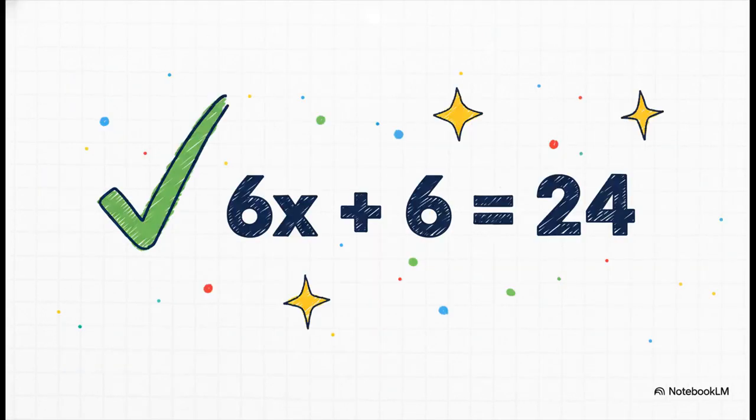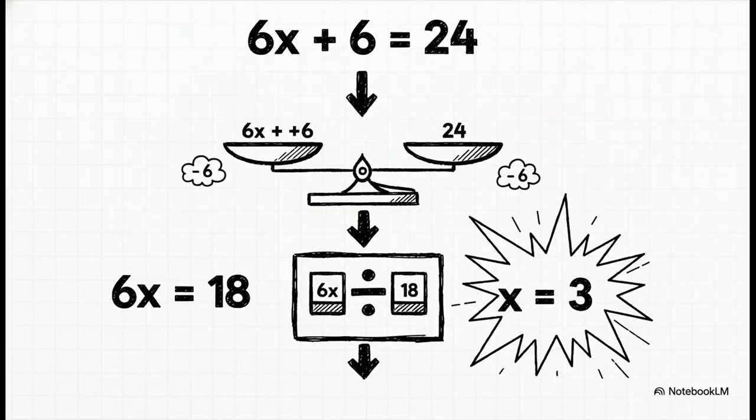And there it is, 6x plus 6 equals 24. If you got that in your head, fantastic. That means you've got the most important part of this whole process down cold. And from here, it's just quick work, right? We subtract 6 from both sides, which gives us 6x equals 18. Then we divide by 6, and boom, x equals 3. See that pattern? Distribute, then solve.